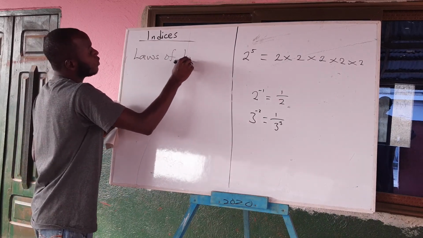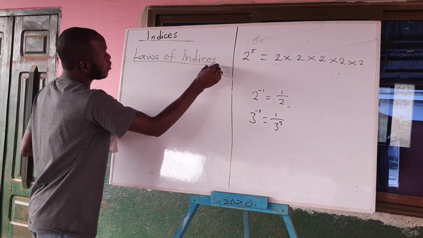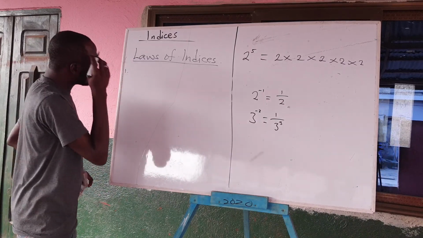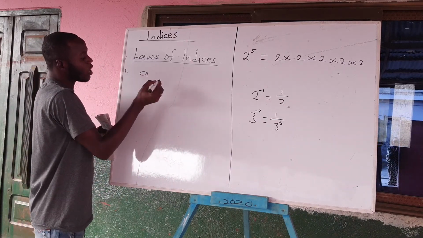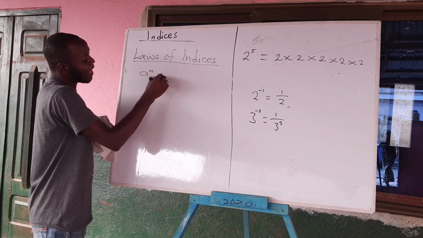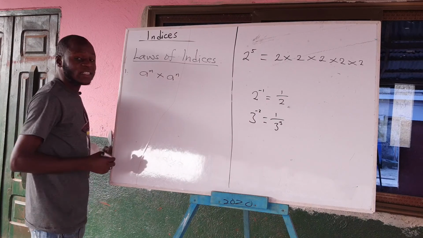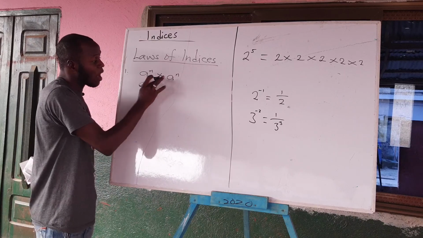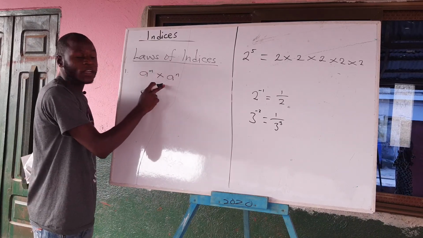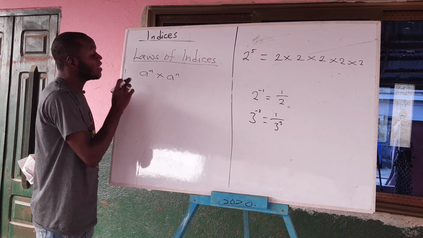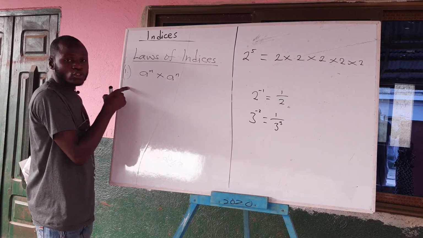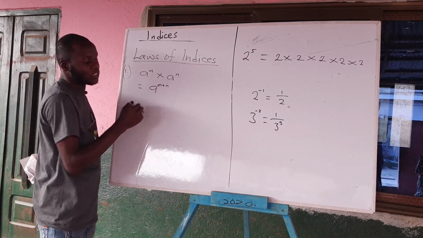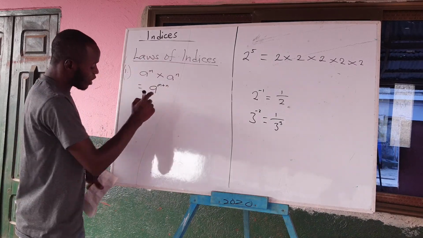The laws of indices, all right, which is very essential if you are tackling an indices question. The first law says that when you have a base raised to the power a certain value and it is multiplying the same base raised to the power a certain value as well, so you have a to the power m and then a to the power n, and they are multiplying. Since the bases are the same, the first law of indices says that you can take one of the bases and then you add the powers.